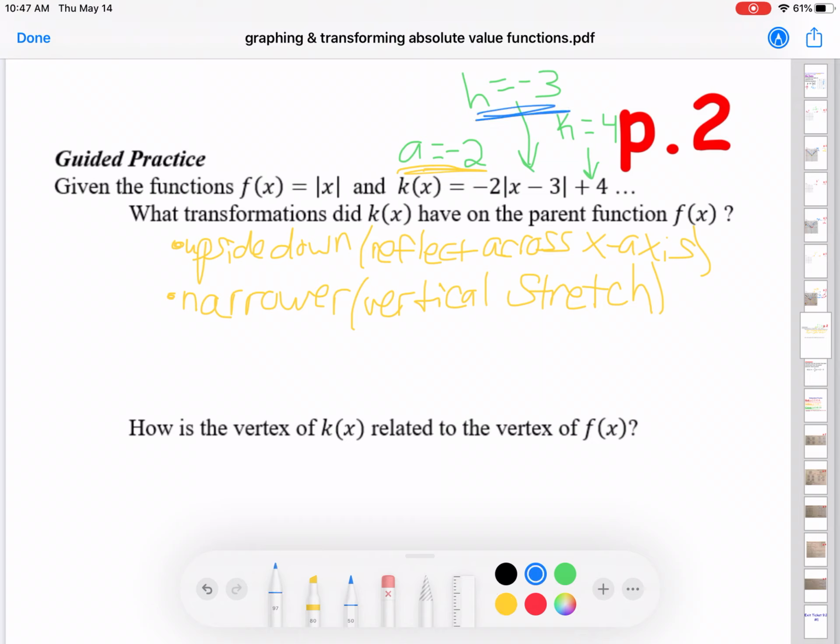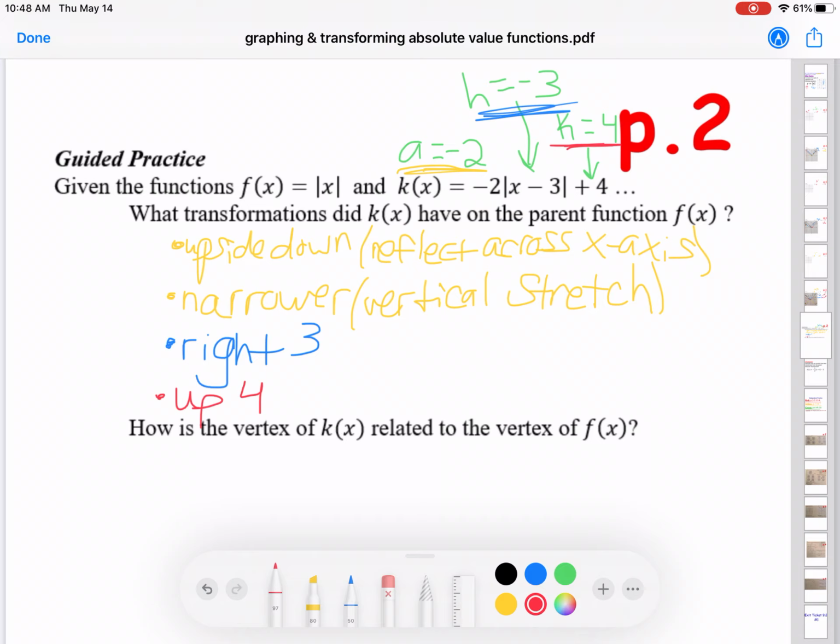If we look at our h inside of the absolute value bars, since it is a -3, that means that our graph is being moved to the right 3 units. And finally, because our k value is 4, that means that our entire graph is being moved up 4 units. So there were 4 transformations that k of x had on our original function f of x.